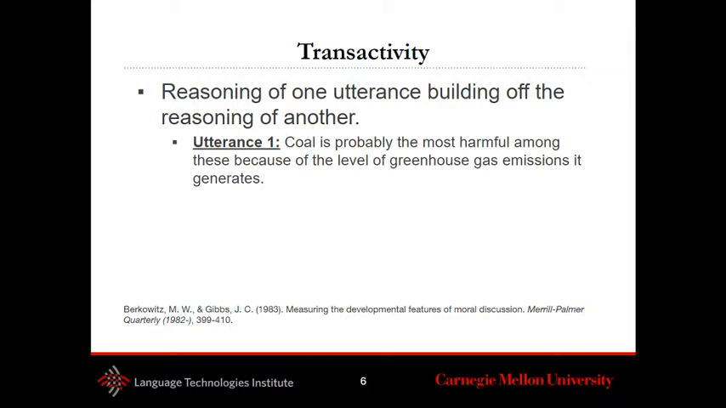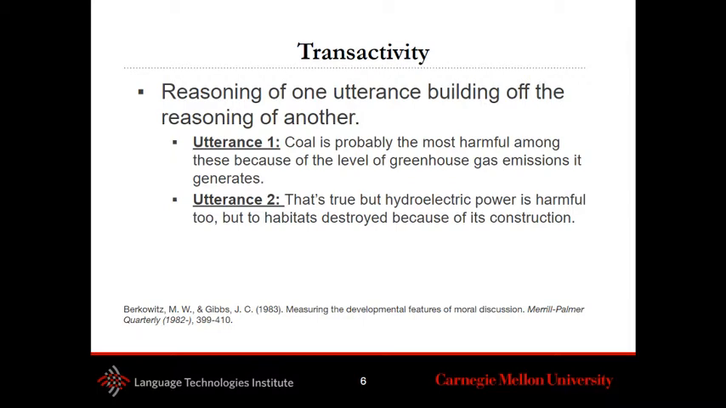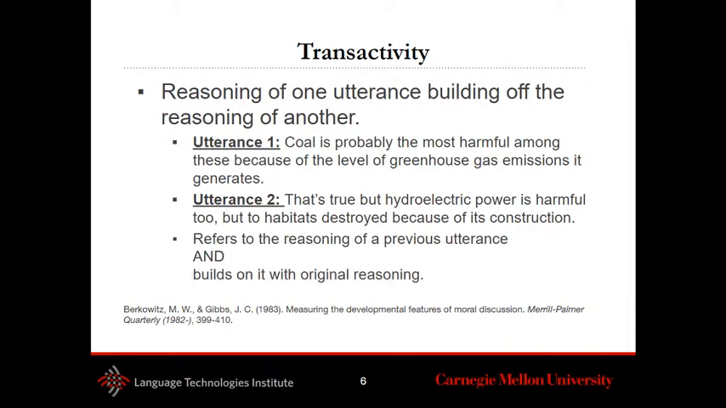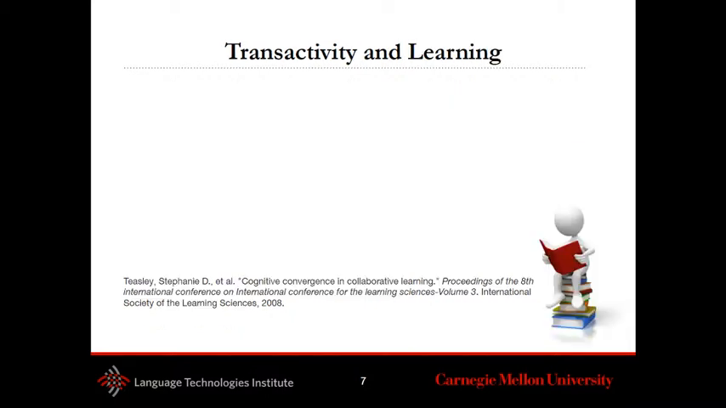So here's an example, and this was from an environmental sciences unit. One student is proposing a power plan that involves the use of coal, and another student is responding transactively, referring back to the reasoning of the first student, but extending it and challenging it in two different ways. So it meets our requirement. It refers to the reasoning in a previous utterance, and it builds on it using original reasoning of the student who articulated the second utterance. And that makes the second utterance count as transactive.